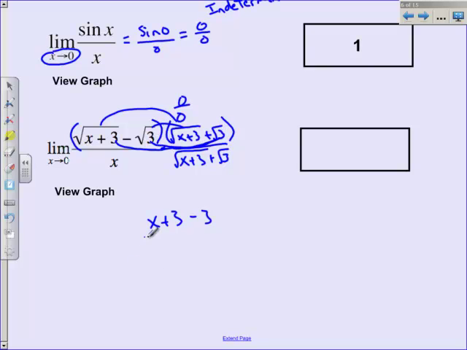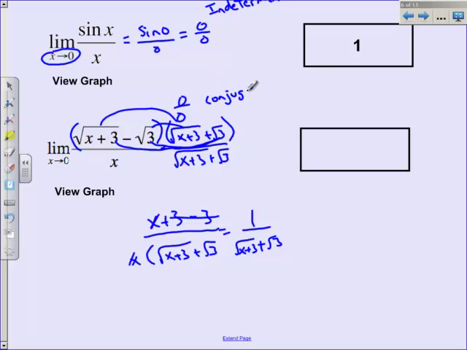Now on the bottom, I'm just going to have x times the square root of x plus 3 plus the square root of 3. 3 minus 3, of course, is 0, and those x's cancel, and this can reduce down to 1 over the square root of x plus 3 plus the square root of 3. That's called multiplying by the conjugate. And what that allows me to do is now I can plug in 0 for x. So if we plug in 0 for our x, we get 1 over 2 square roots of 3. We actually get an answer, which is the answer to our limit.